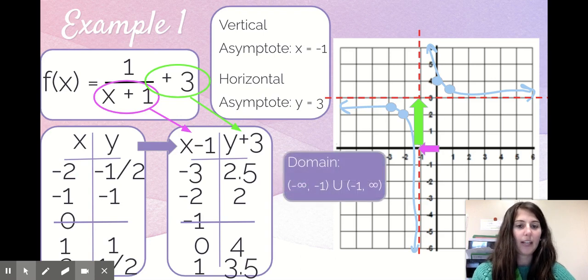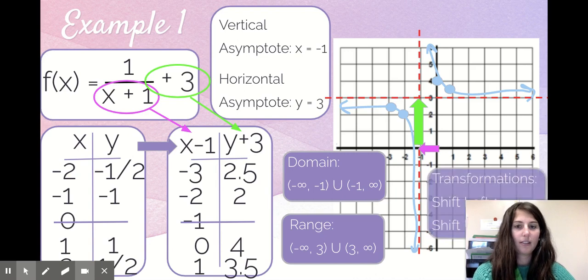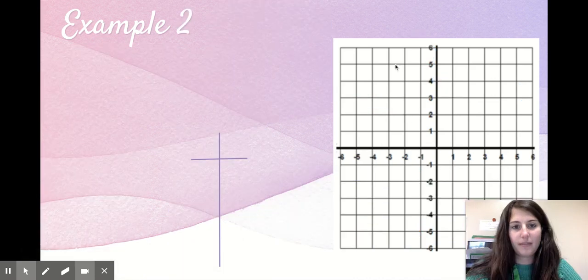The domain, we have negative infinity to negative 1. We take a break at negative 1 and pick back up again from negative 1 to infinity. For the range, we have negative infinity to 3, pick back up again from 3 to infinity. So we have that break in there because it's not a continuous function. For our transformations, we have a shift left of 1 and a shift up of 3. And notice that's also what the purple and green arrows are showing. Shift left 1 and up 3.